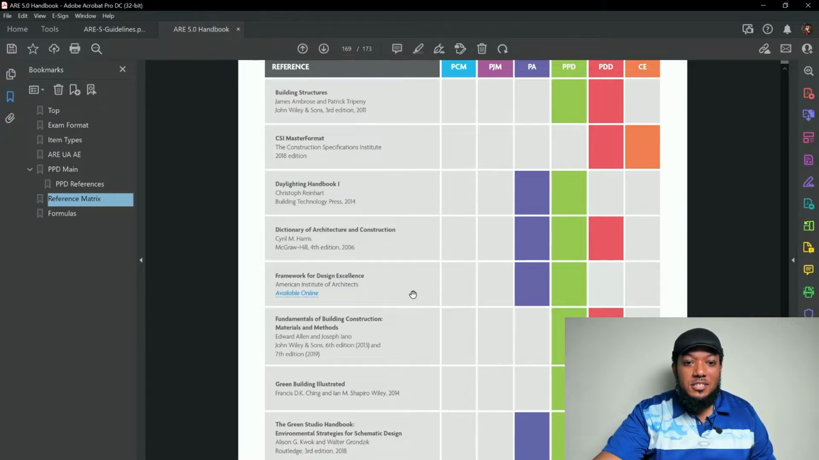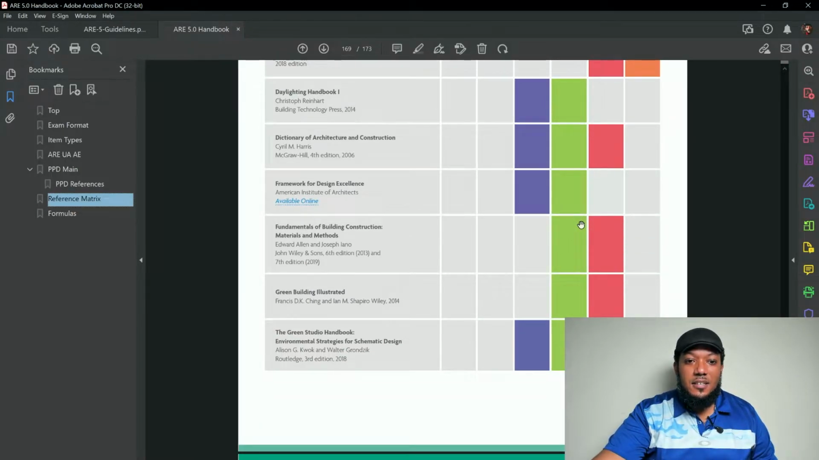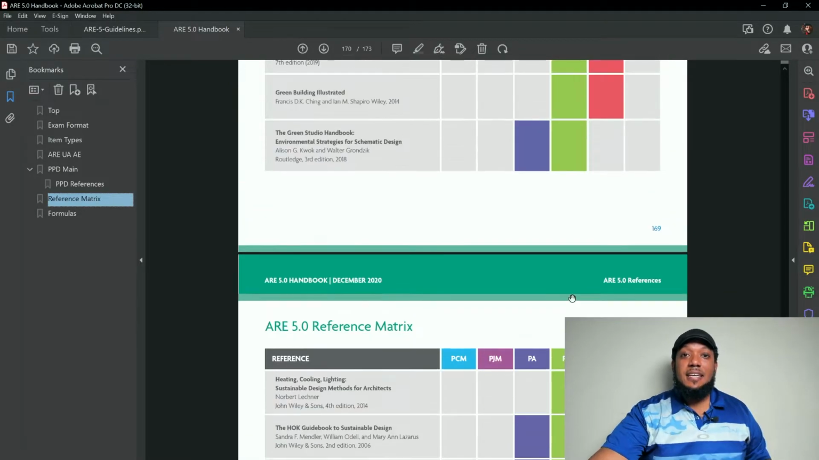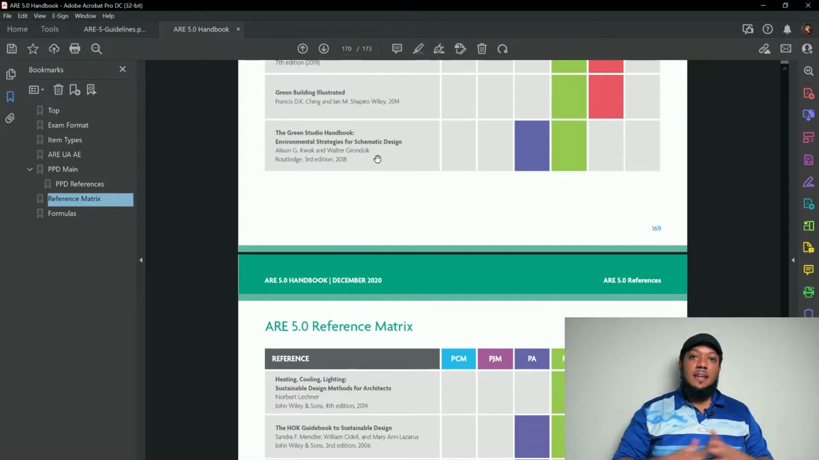Fundamentals of Building Construction, I definitely skimmed some of that. I think that's something we started in school, so I just went through the previous version. Green Building Illustrated is something I did not get, though it sounds useful. The Green Studio Handbook I also did not get. The idea for those resources is that it's important to know about sustainable building.